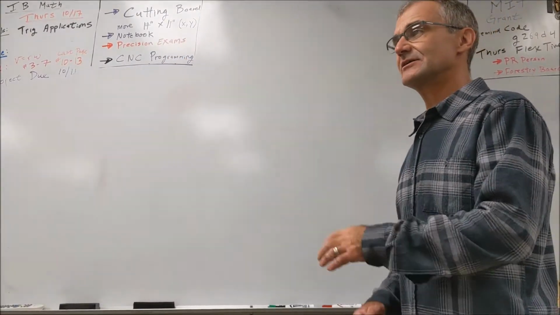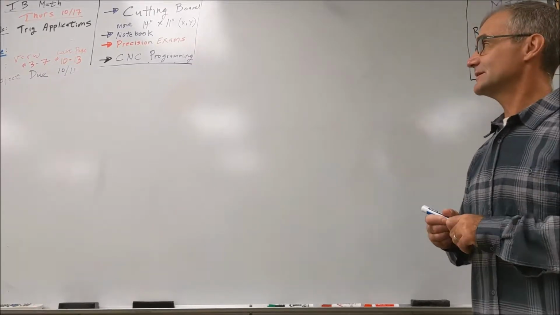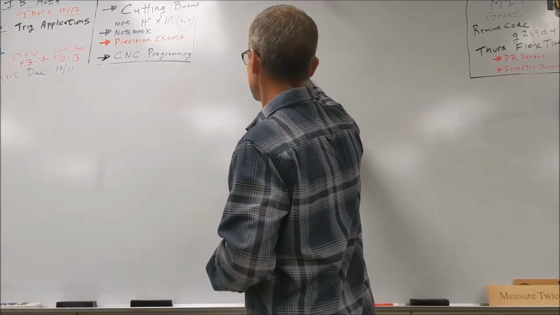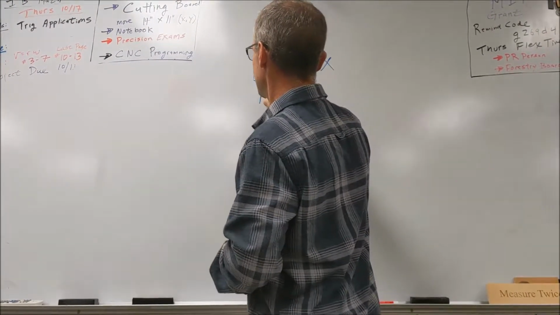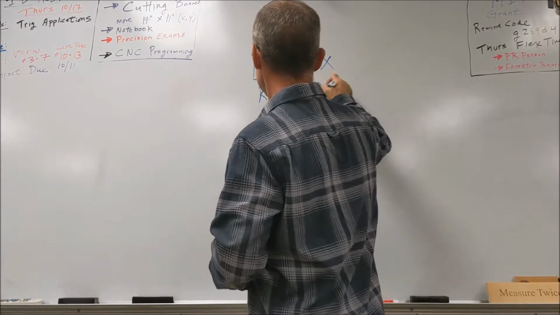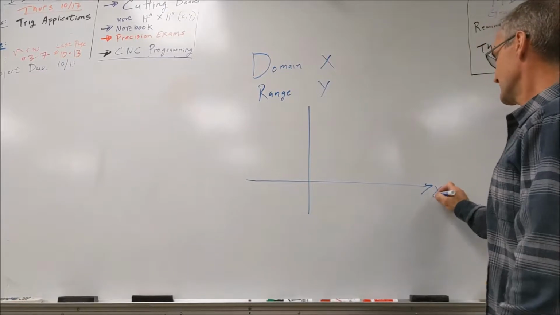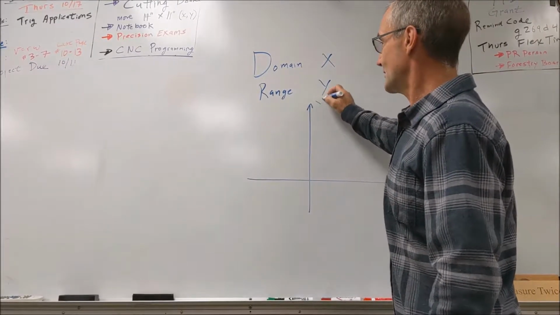We have 20 ELOs. Where we started the whole class in Integrated 3 is really with domain and range. Domain is the possible values of x, and range is the possible values of y. And usually it's a reference to the Cartesian coordinate plane. Horizontal axis is always x, vertical axis is always y.